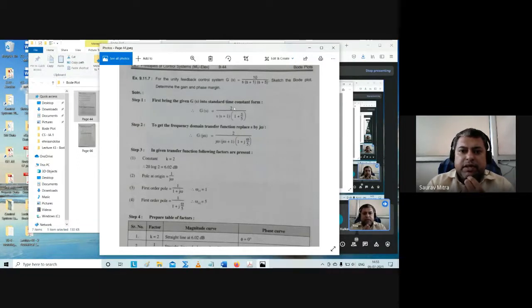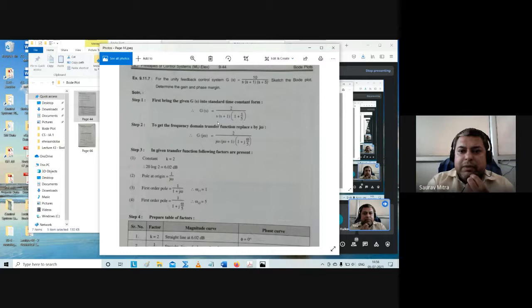Don't get confused about how suddenly from 10 the 2 is there in the numerator. It is because from this denominator s plus 5, we have taken 5 outside. In s plus 1, we can take 1 outside, but that hardly makes any change. So 10 by 5 becomes 2. That means we have to draw 4 plots. First plot will be 20 log 2, which will be a straight line.